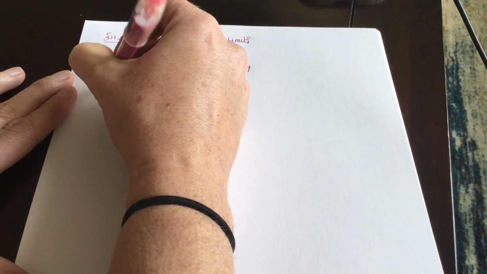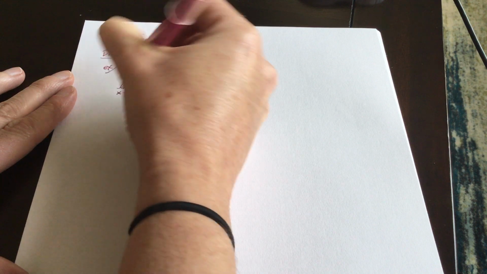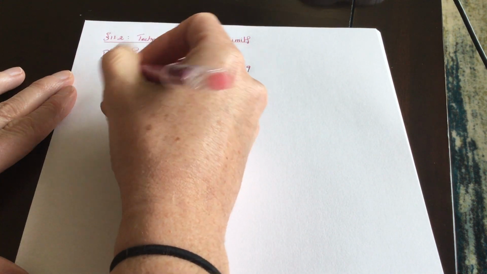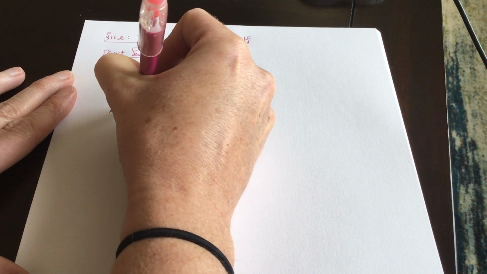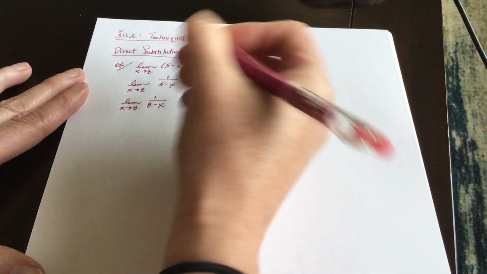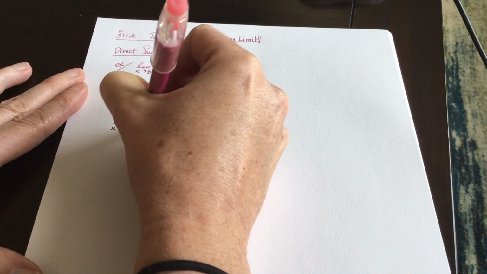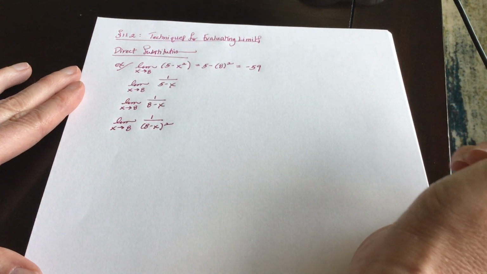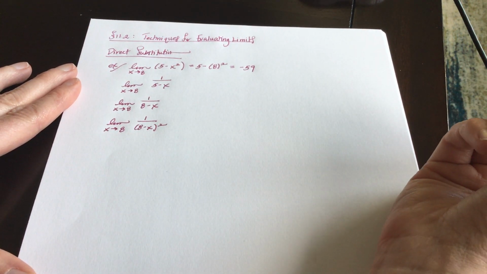You could have the limit as x approaches 8 of 1 over 5 minus x. So go ahead and consider that one. The limit as x approaches 8 of 1 over 8 minus x. And then the limit as x approaches 8 of 1 over the quantity 8 minus x squared. So go ahead and consider those. Some of these direct substitution makes sense and some of them it doesn't.